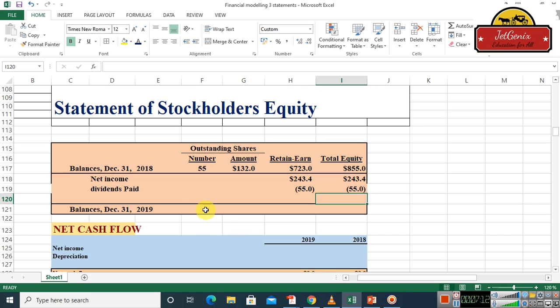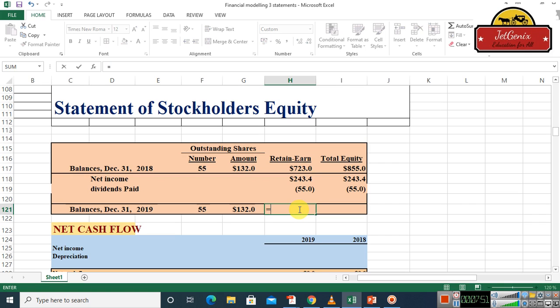Now if you see, the balance is 8 on the 31st December 2019, which is equivalent to 55. Again this one, because we haven't issued any additional shares to the general public, the number of outstanding shares is equivalent to this one. And we haven't issued any stock, so the book value again is equivalent to this one, because there is no issuance of new common stock. And here the retained earnings amount will change, of course.